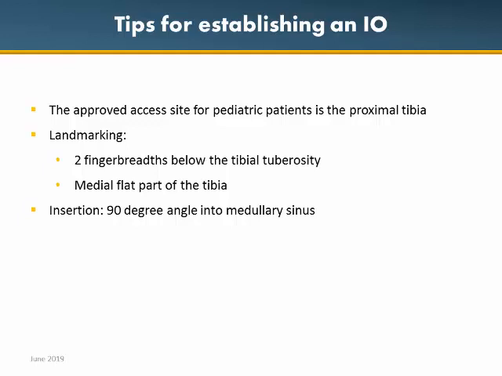So when we're landmarking, we want to feel for the bump below the patella, and this is the tibial tuberosity. We want to measure 2 finger breadths below on the medial or the flat aspect of the tibia, and then the insertion angle should be at 90 degrees. The needle insertion point should be seated in the medullary sinus, as this is where the blood flow is.